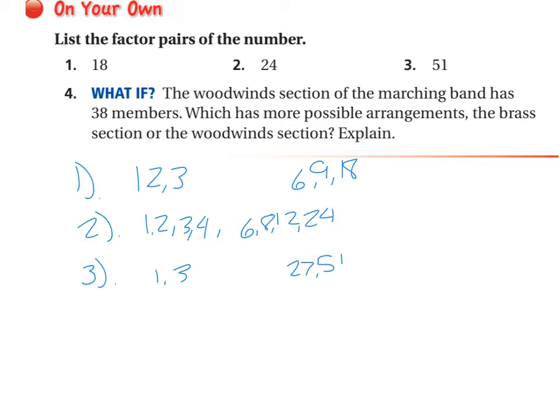Okay, the last one here for the members of the woodwinds, we would list them out. Here are possible solutions for how many rows. We have 1 and 38. Let's see, 2 goes into 38. Let's see, 19. Does 4 go in? No. 5, no. 6, no. 7, no. 8, no. 9, no. 10, no. 11, no. 12, no. 13, no. 14, no. I think these are the only possible: 1 and 38 or 2 and 19.